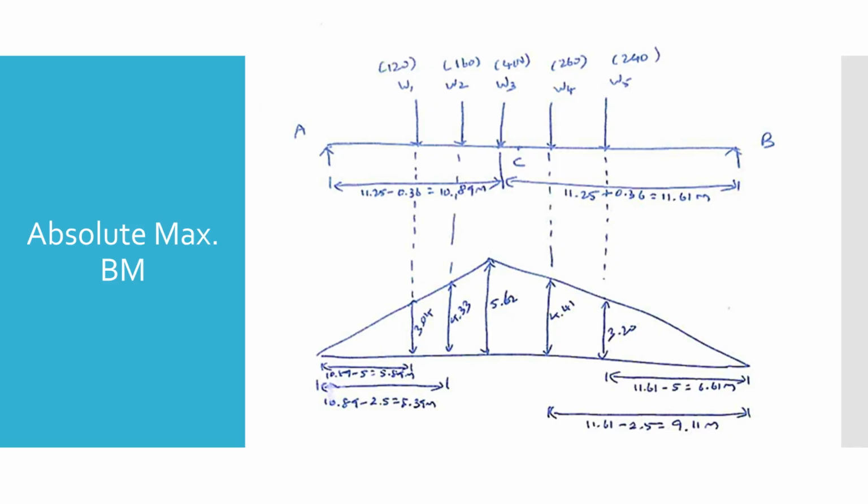Therefore, we must position the entire load train so that both W3 and R sit exactly 0.36 meters away from the center point C. Because the midspan of our beam is 11.25 meters, subtracting this small offset tells us that load W3 must be placed at a distance of 10.89 meters, measured directly from the left support A.